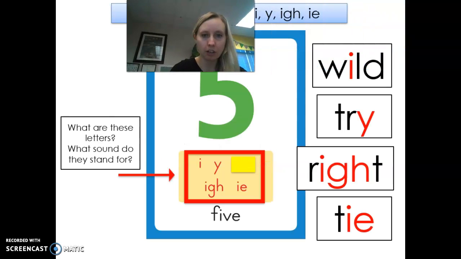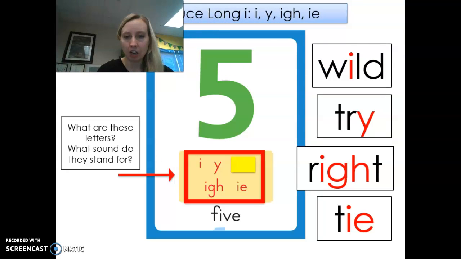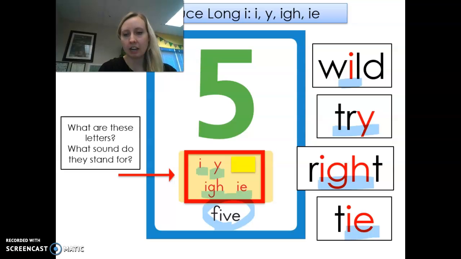So once more, we are looking at the 5 card, and the 5 card has I as in wild, I as in try, I as in right, and I as in tie. And remember, IE can say I or E, and today it's saying I.